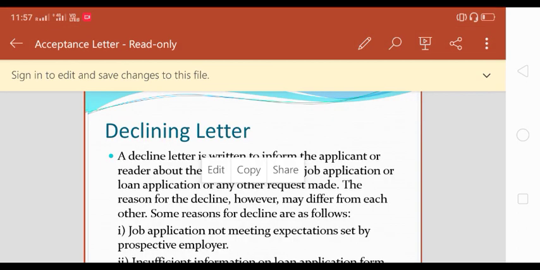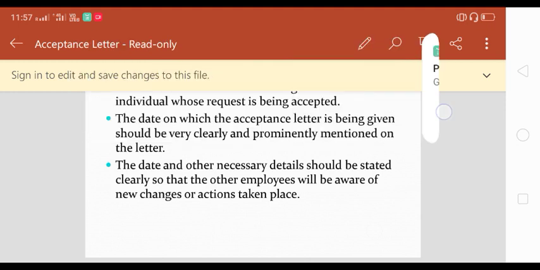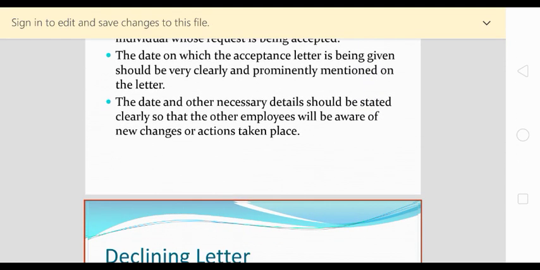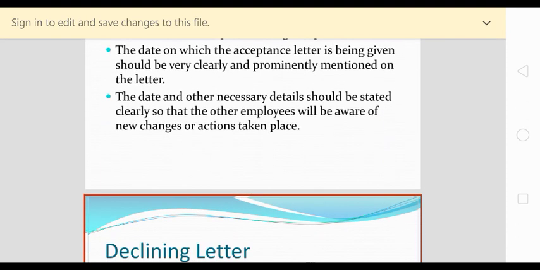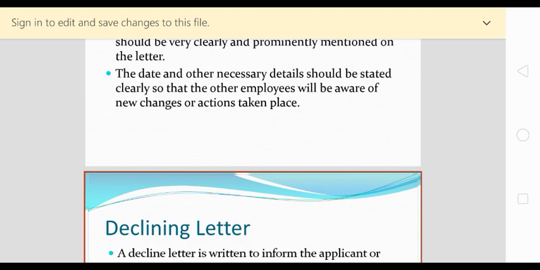The date on which the acceptance letter is given should be clearly and prominently mentioned on the letter. The date and other necessary details should be stated so that other employees will be aware of new changes and actions taken. So you have to mention the date when you are writing the acceptance letter, along with all the other details you want to convey, so that in future other working employees are aware of the changes or any serious actions that took place. It is necessary to convey in a very professional and detailed way.